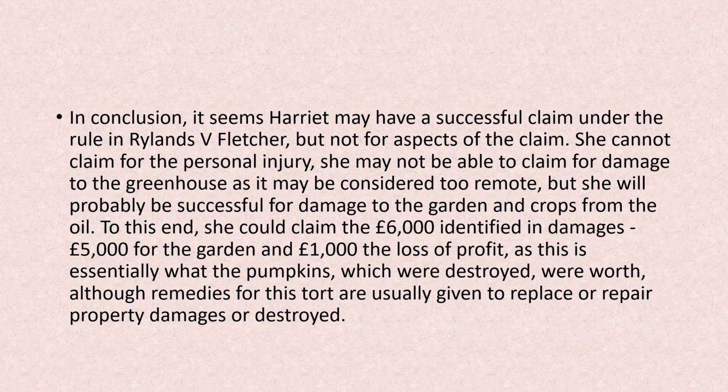Now, in conclusion then, it seems Harriet may have a successful claim under the rule in Rylands and Fletcher, but not for all aspects of the claim. Now, she cannot claim for the personal injury. She may not be able to claim for the damage to the greenhouse, as it may be considered too remote, but she would probably be successful for damage to the garden and the crops from the oil. To this end, she could claim around £6,000 in damages, so £5,000 for the garden and £1,000 for the consequential loss of profit. Now, essentially, this is what the pumpkins which were destroyed were worth.